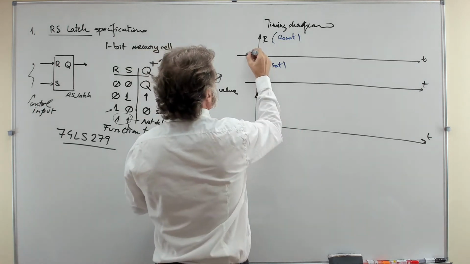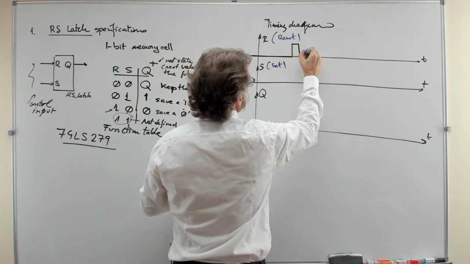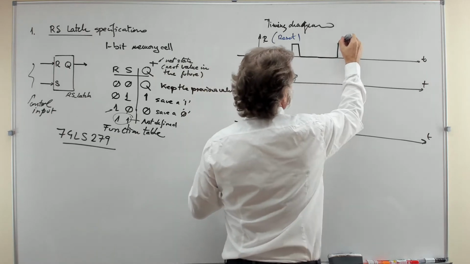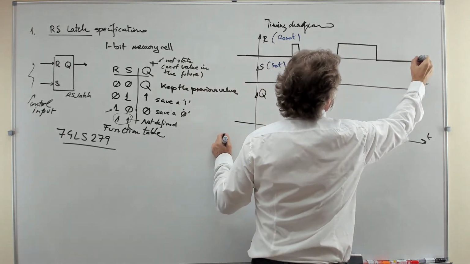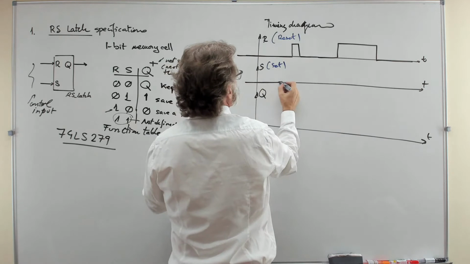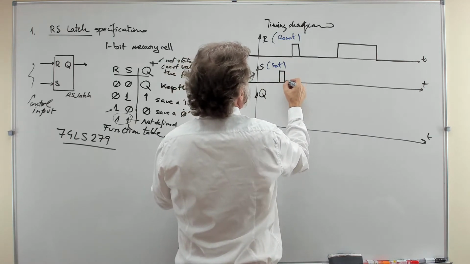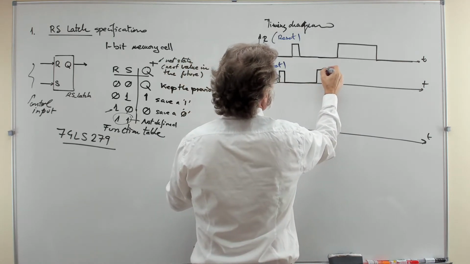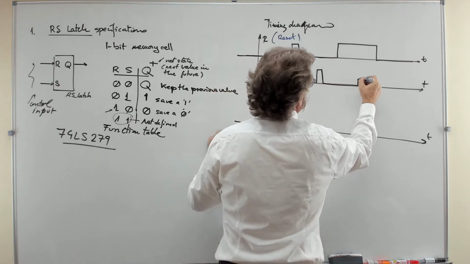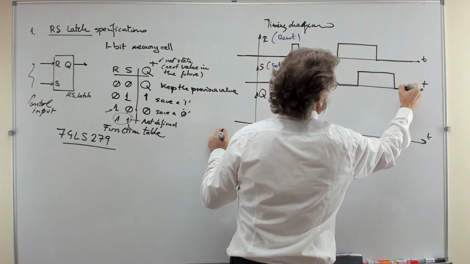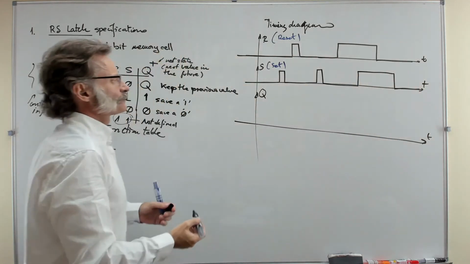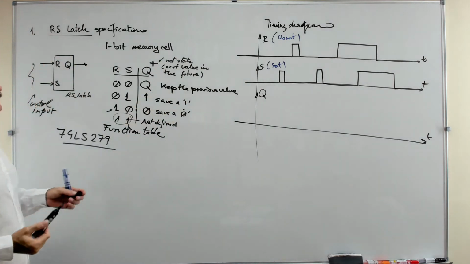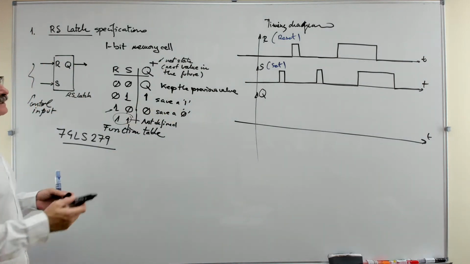You can imagine that now is your turn to drive R, now even for a longer time, something like this. Here you drive a 1, and then here you drive a 1 again, and here perhaps you drive a 1 again and then go to 0. So this is a typical R and S driving situation.